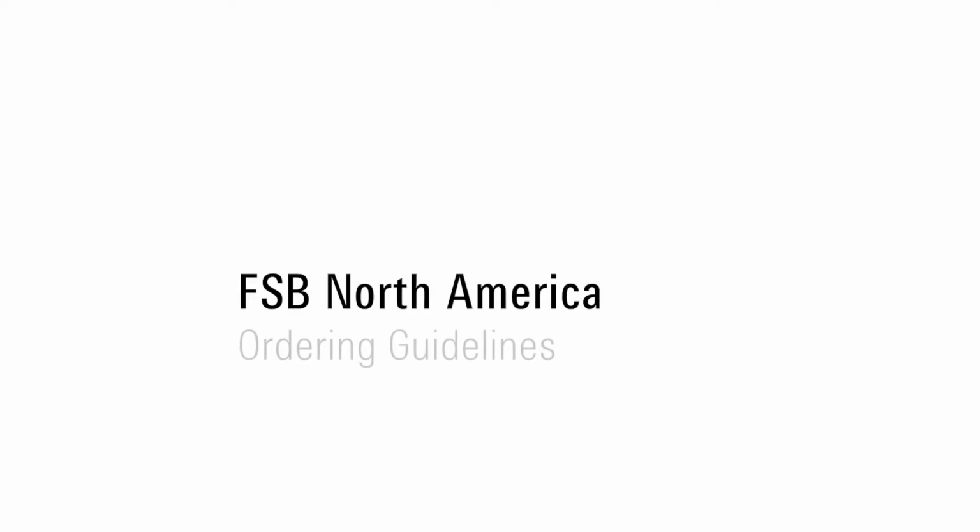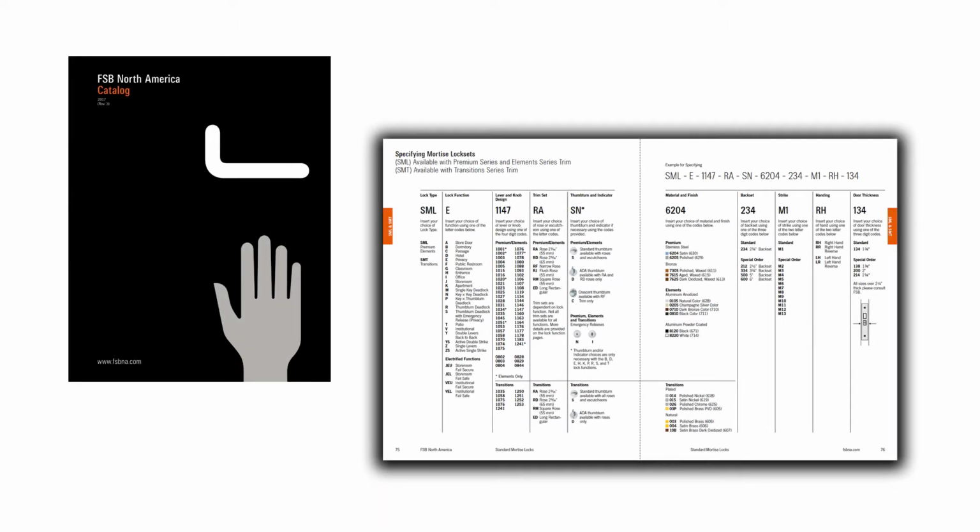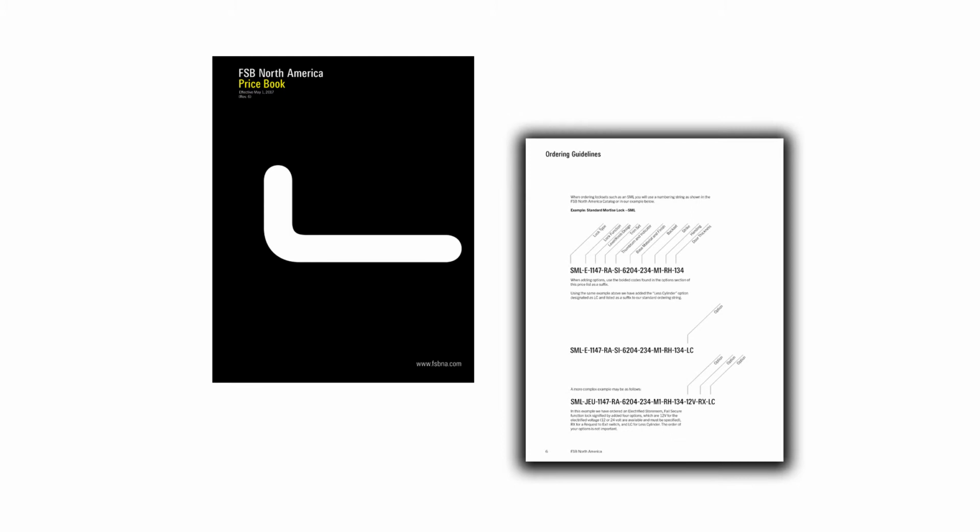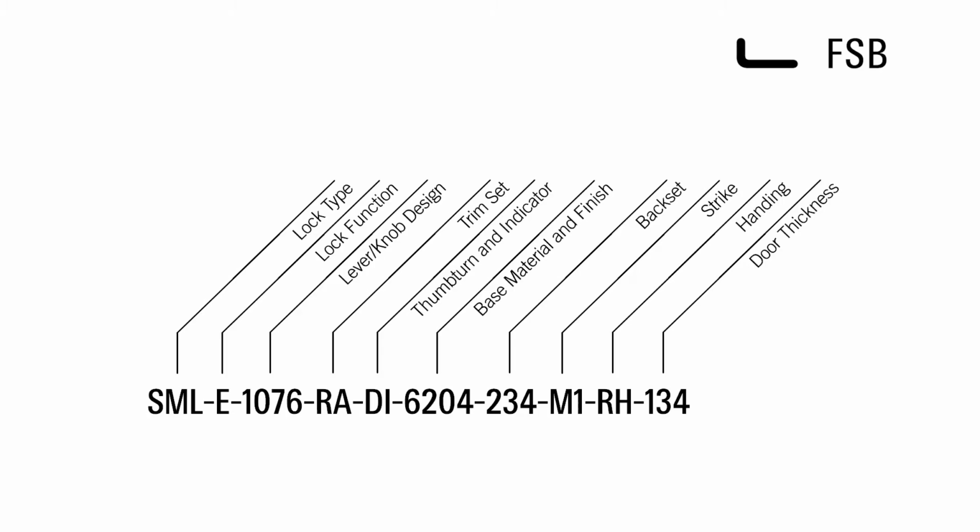To order an FSB lock set, you will need to complete an ordering string that has been designed to help build your FSB lock. Each lock set has a basic structure that is clearly outlined at the beginning of each section in the FSB catalog and in the beginning of the FSB price book. Once you have all the details needed to build your lock, simply arrange those details in the proper order and FSB can build your lock set.